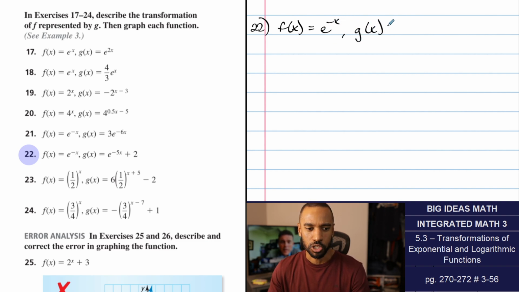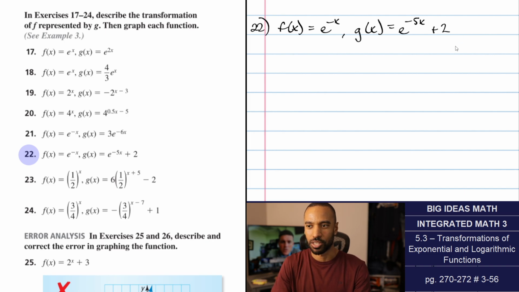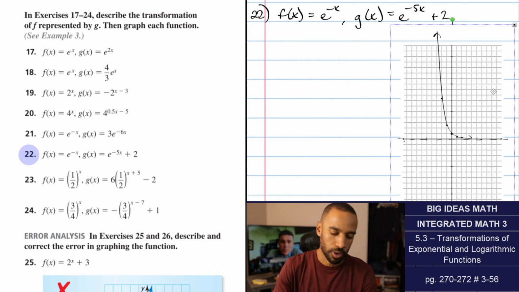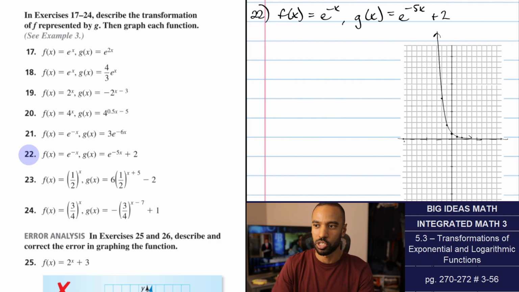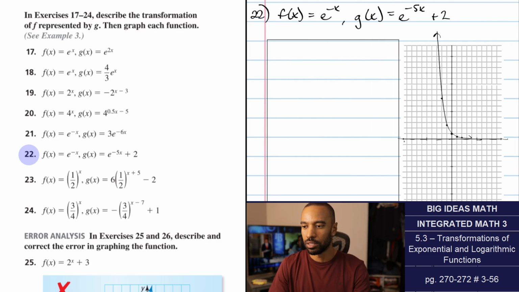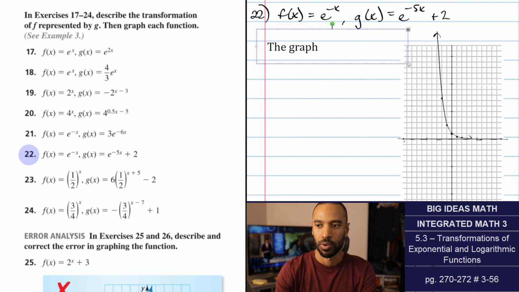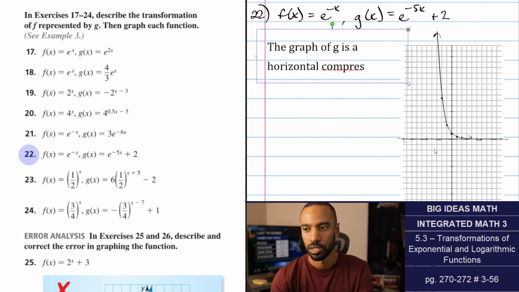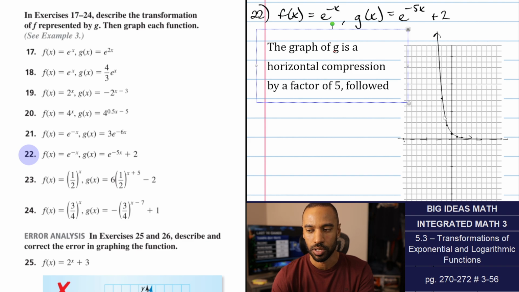Same parent function. A lot of compression, and a little bit of translation. At least there's no vertical stretch alongside what we're going to do here. But take this same thing. Let's describe it. The graph of G is a horizontal compression by a factor of 5. Still pretty tall. Followed by a translation 2 units up.